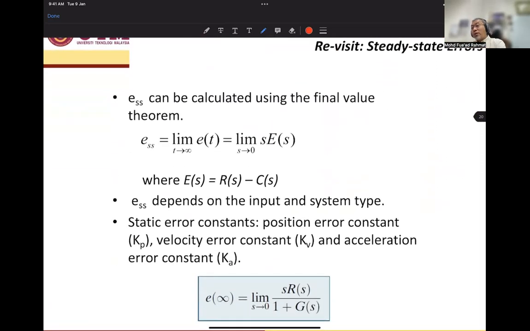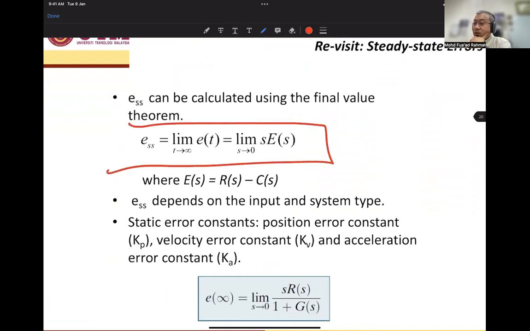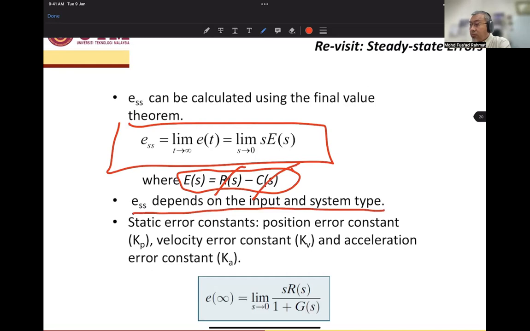And in order to do that, we can use the calculation approach, which is using the final value theorem, where ESS is equal to the limit as t tends towards infinity of e(t), which is equal to the limit as s tends to 0 of sE(s). Where error is the difference between the input and output. R is input, C is output.